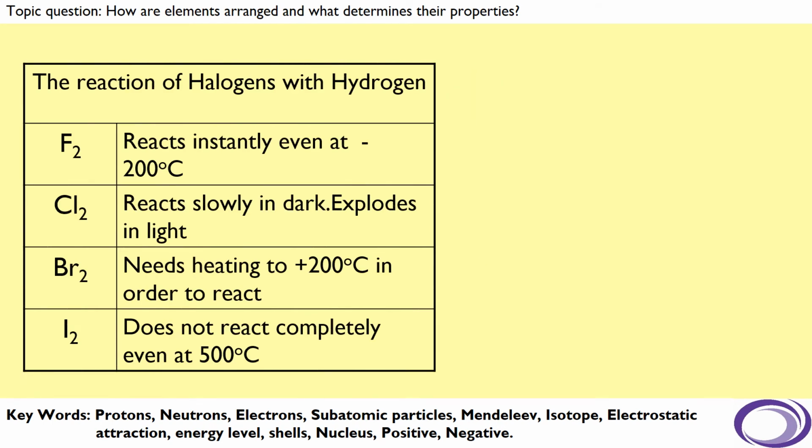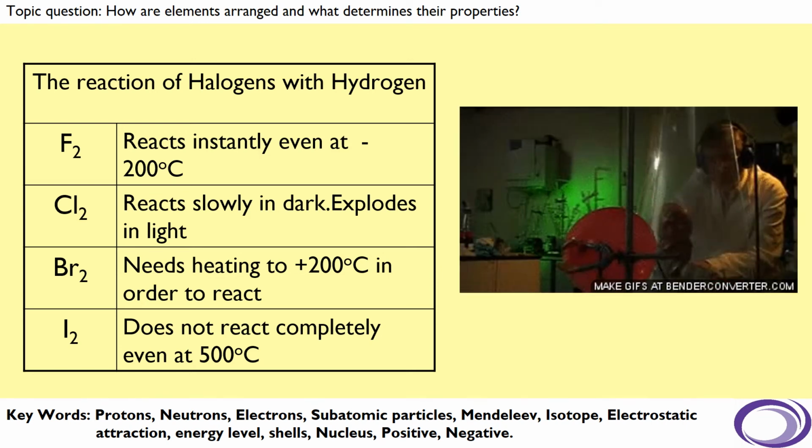Now we can see this with the reaction of the halogens with hydrogen. Fluorine will react instantly with hydrogen, but as you go down the group, that reaction is less violent, so it will either need to be heated more or it will not react with hydrogen.